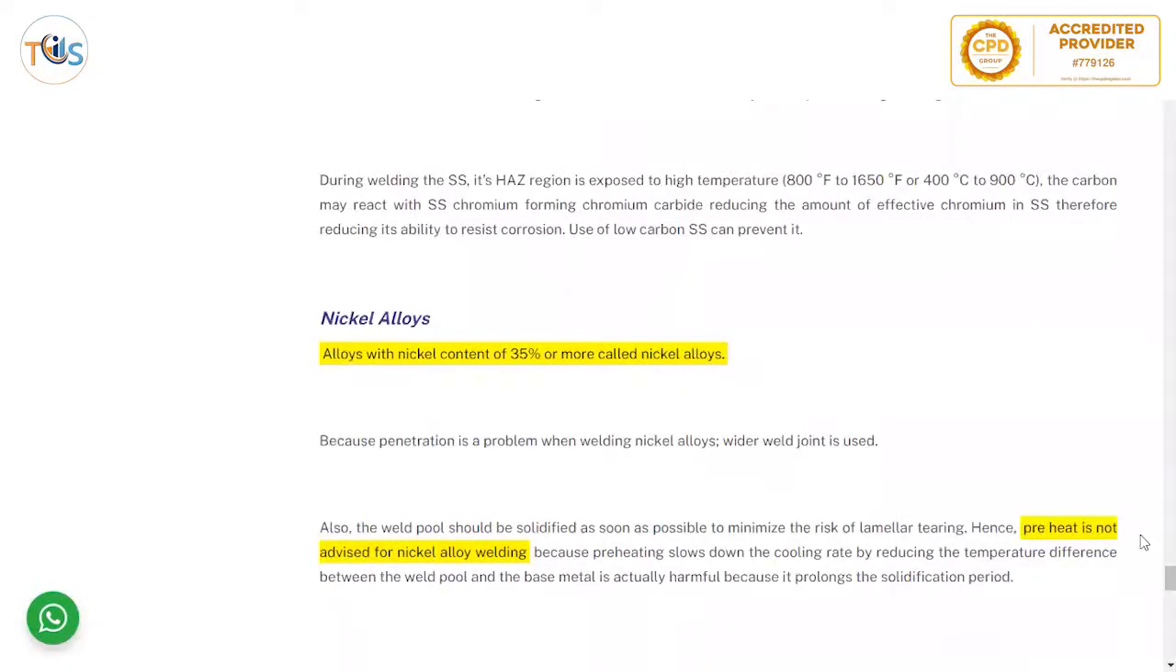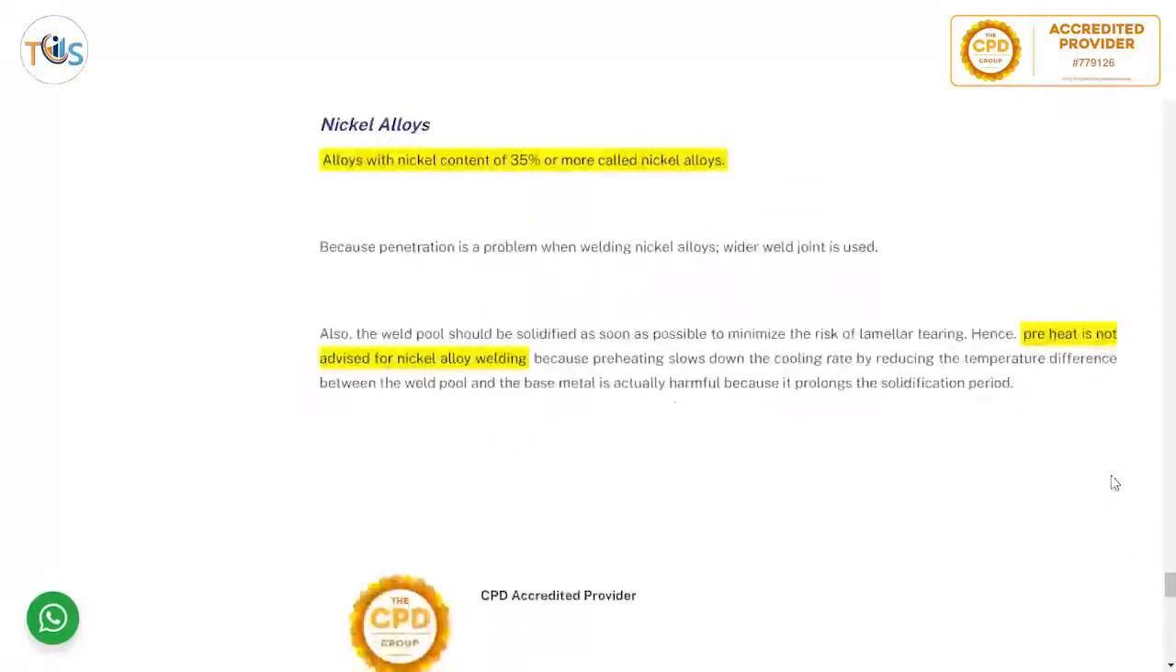During welding, the stainless steel's heat affected zone is exposed to high temperature, around 800 degrees to 1650 degrees Fahrenheit, or 400 to 900 degrees centigrade. The carbon may react with stainless steel chromium, forming chromium carbide, reducing the amount of effective chromium in stainless steel, therefore reducing its ability to resist corrosion. Use of low carbon stainless steel can prevent it.